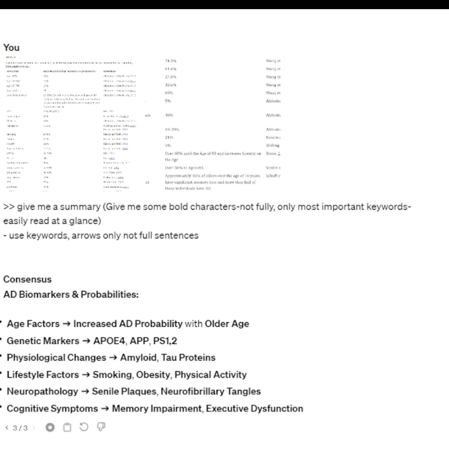AD biomarkers and probabilities. Age factors: increased AD probability with older age. Genetic markers: ApoE4, APP, PS1, PS2. Physiological changes: amyloid and tau proteins. Lifestyle factors: smoking, obesity, physical activity. Neuropathology: senile plaques, neurofibrillary tangles. Cognitive symptoms: memory impairment, executive dysfunction.